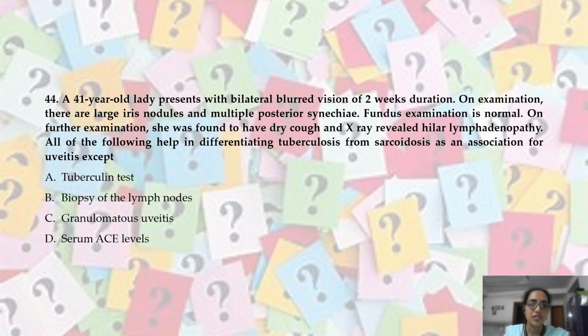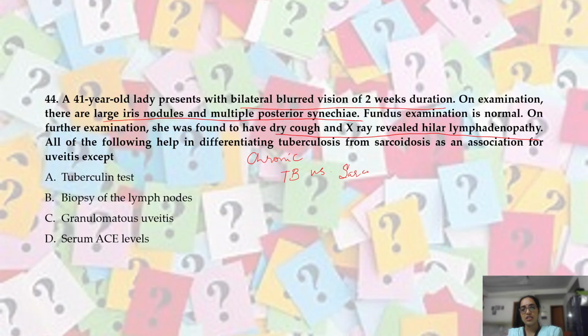Let's take a question here. A 41-year-old lady presents with bilateral blurred vision of 2 weeks duration. On examination, there are large iris nodules and multiple posterior synechiae. So we are dealing with a chronic uveitis because we are not talking about cells and flare and redness here. Fundus examination is normal. On further examination, she was found to have dry cough and X-ray revealed hilar lymphadenopathy. So all of the following help in differentiating TB from sarcoid as an association for uveitis in this patient. So we are dealing with a chronic granulomatous bilateral uveitis for which TB versus sarcoid is always a differential.